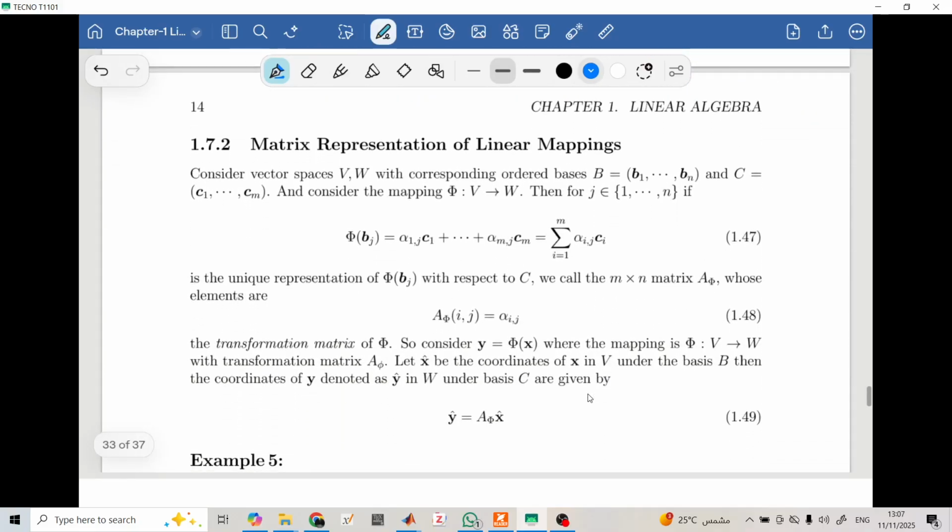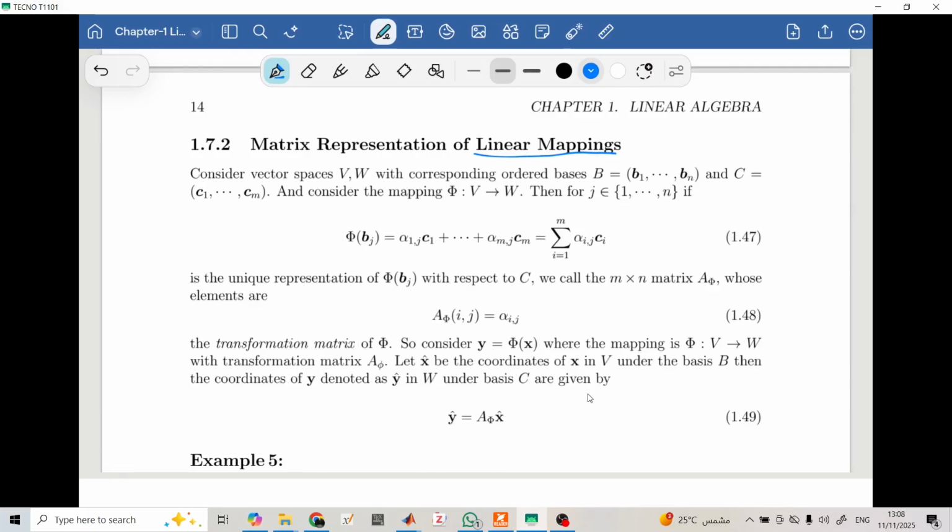Okay, we talked about the general mapping. What we are interested in is the matrix representation of linear mappings, which is done by multiplication of matrices.